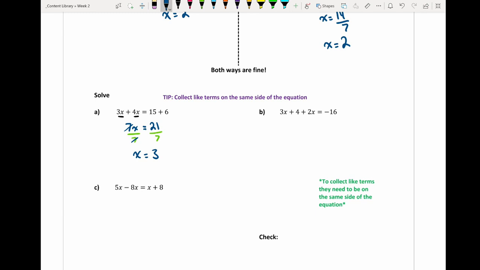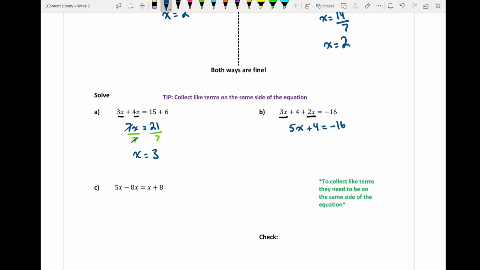In example B, again, I can see I have multiple variable terms, 3x and the 2x. So if I want to simplify this, I'm going to collect my like terms. So I can add those two underlined terms together to get 5x. The plus 4 is still there because I can't combine that with the 5x. They're not like terms. And the minus 16 is still there.